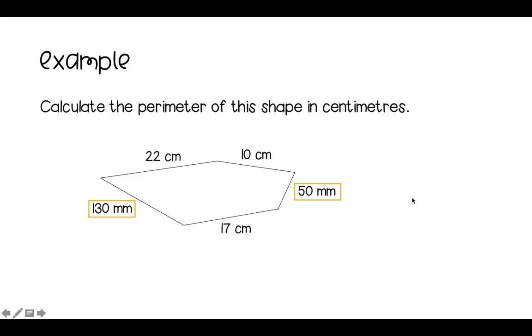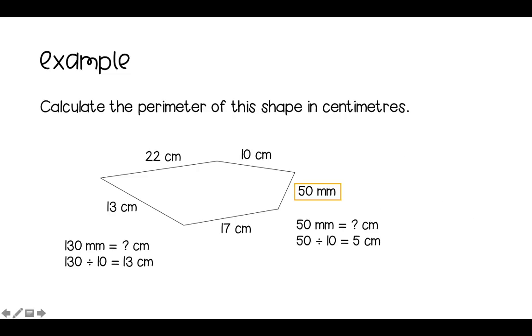And you'll remember this from the units of measurement video and the work that we did, that to convert 130 millimetres into centimetres, we need to divide it by 10. So that gives us 13 centimetres. Okay, we can change that to 13 centimetres. And now we can do the same over here. To convert from millimetres to centimetres, we divide by 10, which gives us 5 centimetres. So we'll change that one there as well.